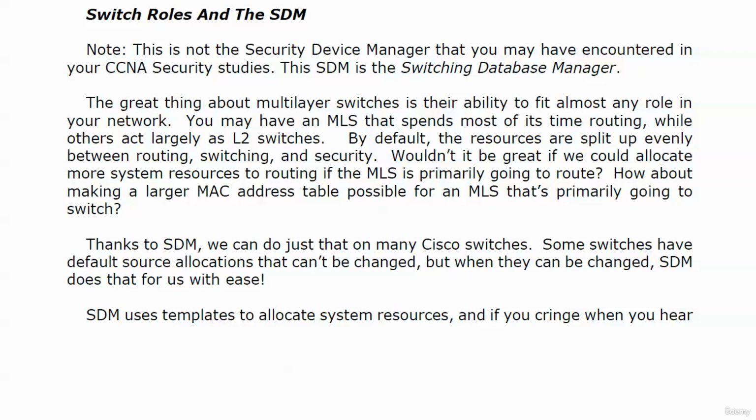I wouldn't say exactly one third, one third, one third, but they're split up evenly and nicely between routing, switching, and security. Wouldn't it be great though if we had a multi-layer switch that was primarily going to route and we could allocate more of the system resources to routing? How about if we have that multi-layer switch we talked about that's primarily going to be a layer 2 switch? It's going to be mostly switching. How about making a larger MAC address table possible for such a multi-layer switch?